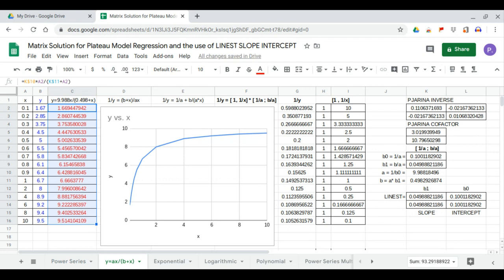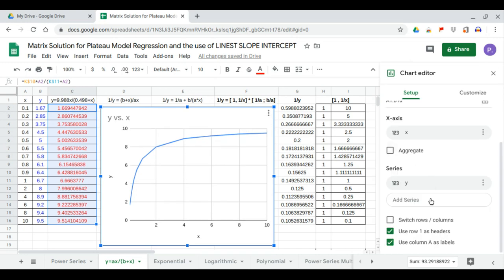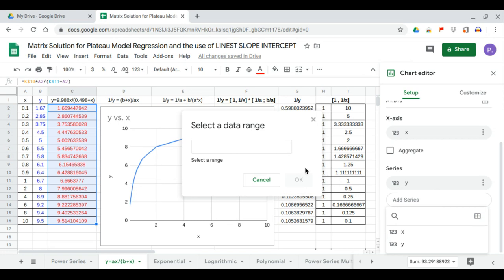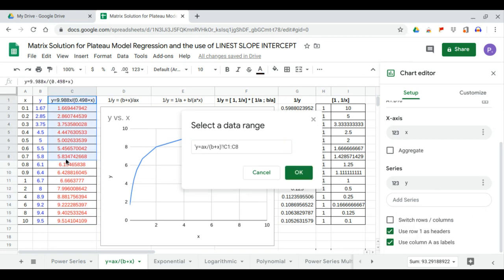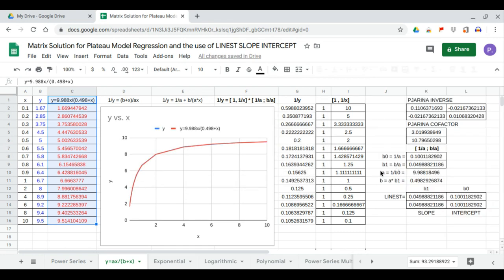Now that we have the trend line values, we can insert the trend line equation. We edit the chart and add a series, and that series will be this range. So here we have the trend line equation of this data set, which is y equals 9.988 x divided by 0.498 plus x. This completes the matrix solution for Plateau model regression and the use of LINEST, slope, and intercept.